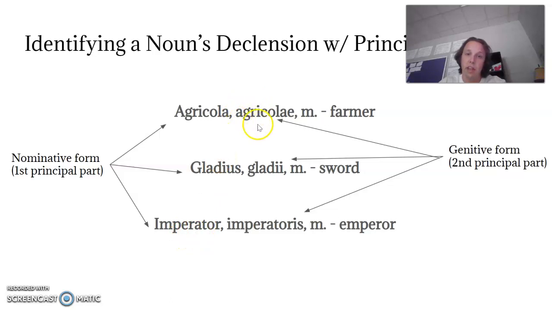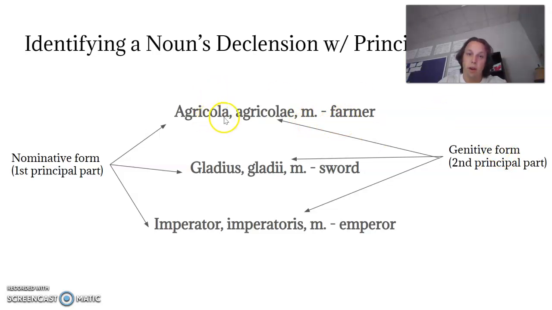That is one reason that you are given the second principal part, the genitive, because AE will always be the genitive form of the first, I will always be the genitive form of the second, and imperatoris, IS will always be the genitive ending for the third declension. So let's look at how you figure this out. We're going to start with agricola, agricolae. It's a masculine noun, and it means farmer. So let's go on here.